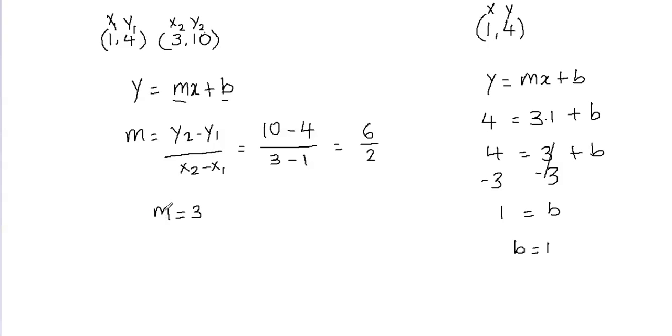Now I got both the values. I got the value of m, I got the value of b. We're going to plug these values into our equation. So I'm going to write my equation y equals mx plus b. Then y is equal to, in place of m, I'm going to plug in 3 here. We're going to leave x as it is because we need x and y for the equation, and the y-intercept is 1. So my final equation for the line is going to be y equals 3x plus 1.